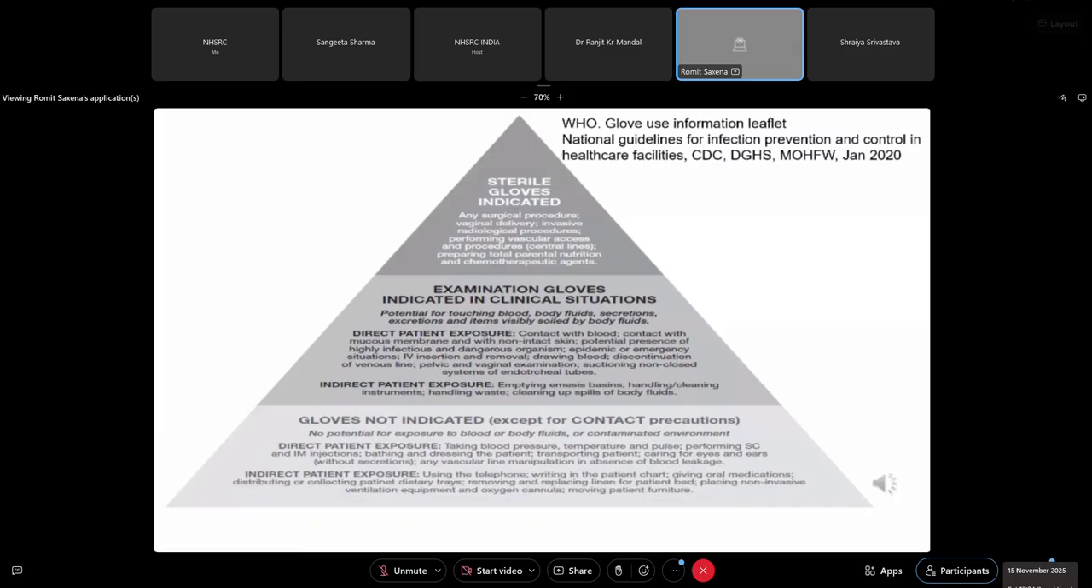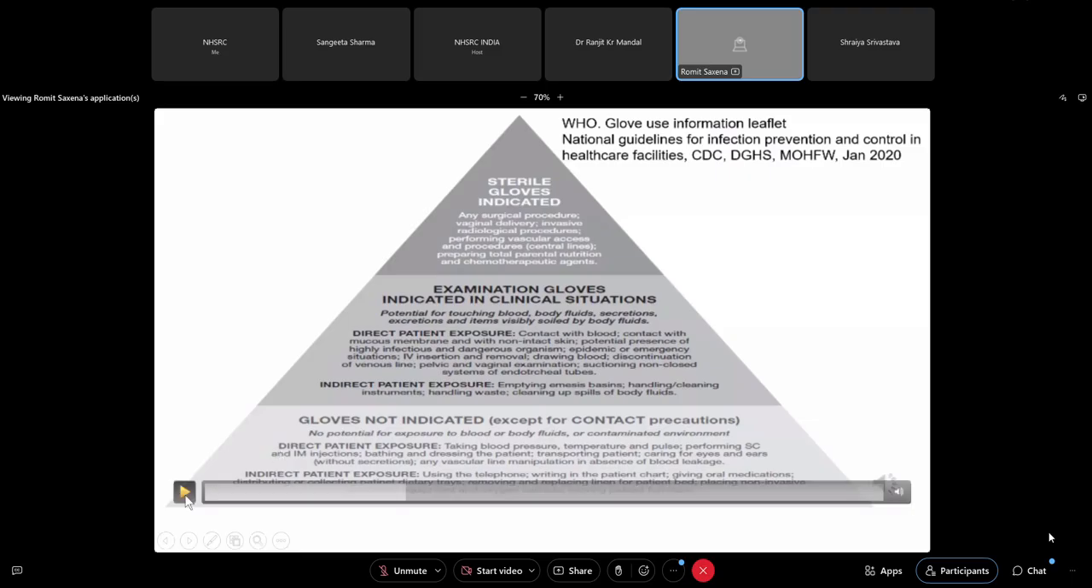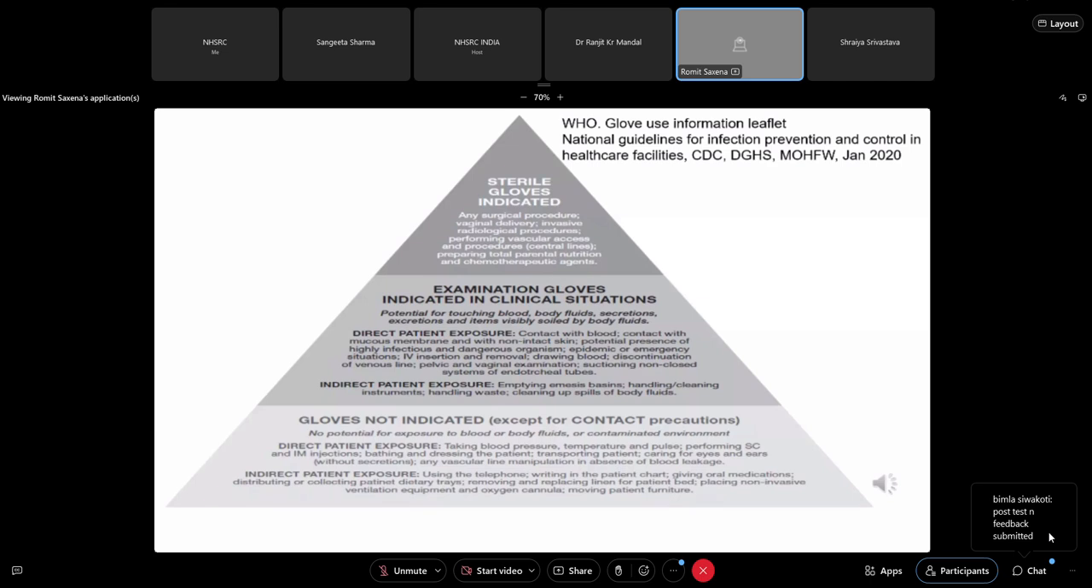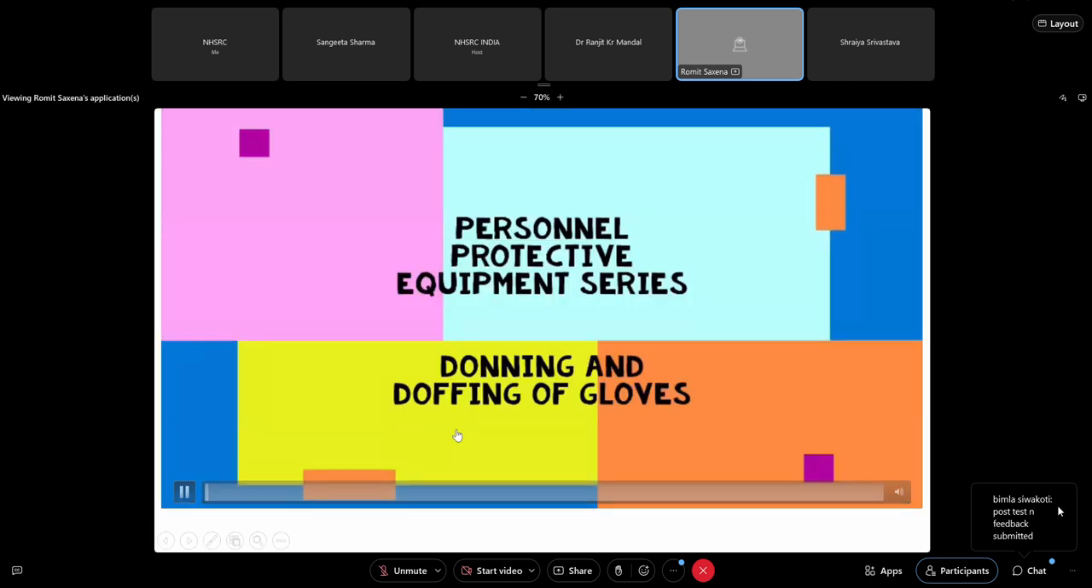So don't misuse sterile gloves, and don't use gloves when they're not indicated, just for tapping a child. It's very important to know the right thing. This is a WHO triangle which was there. I would encourage all of you to have a look.